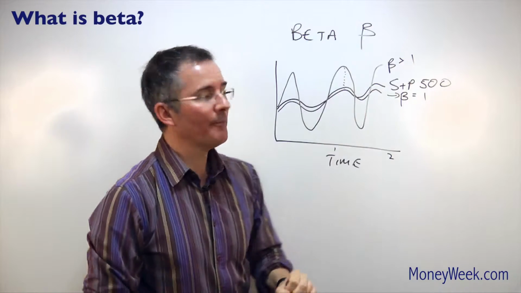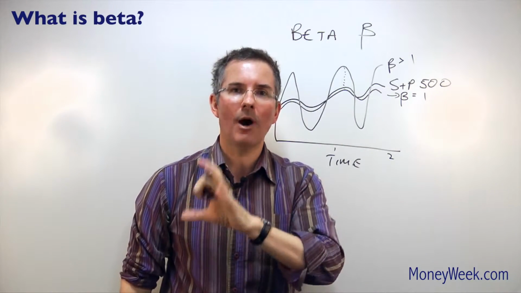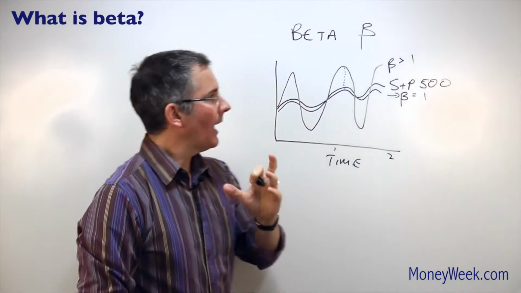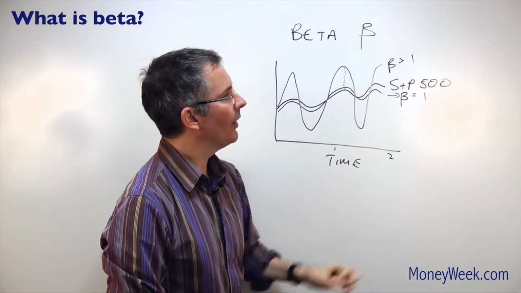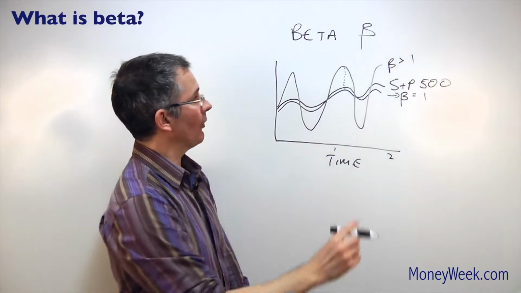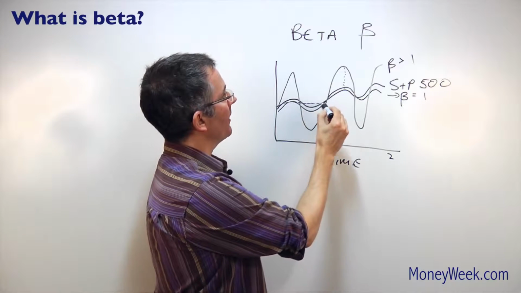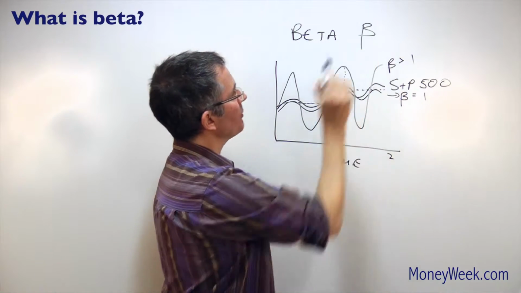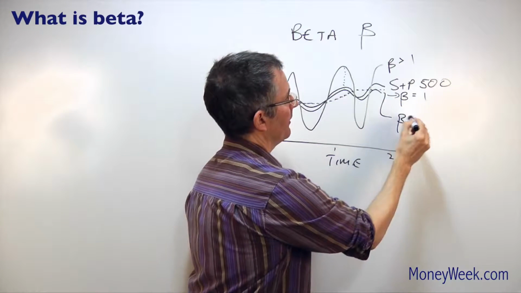So high beta stocks move a lot more than the market. They're more volatile, okay? Think mining stocks and banks, for example. And you can have a beta of less than 1. Regression analysis could spit out a beta of less than 1, and that would be a stock that actually is less volatile than the market. Okay, so it's actually not moving around even as much as the market. And that would be a beta of less than 1.